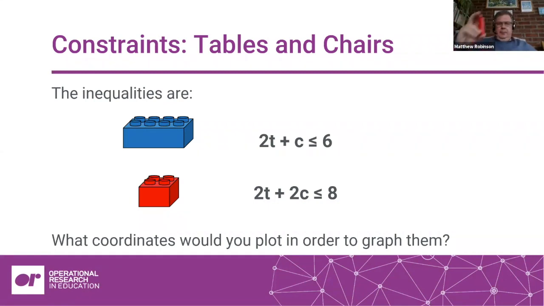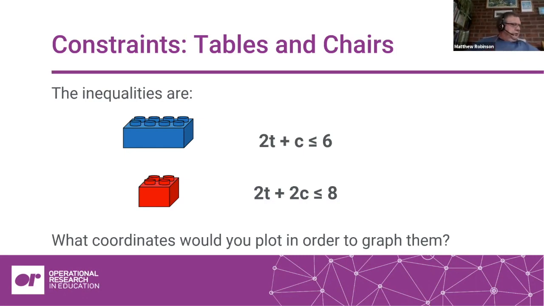Similarly, for the square bricks, we have 8 of those. We use 2 for each table and 2 for each chair. So 2 times the number of tables we produce plus 2 times the number of chairs we produce has got to be less than or equal to 8.